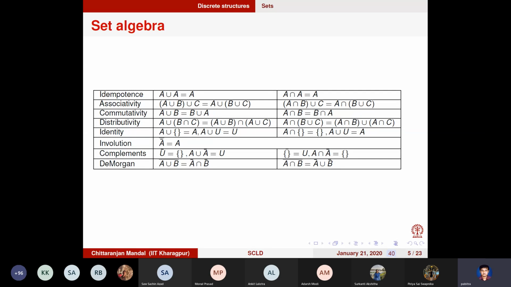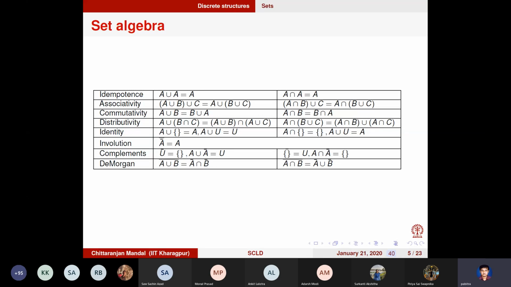Then you have an identity. That means if you take the union of A with the null set, you get A. If you take the union of A with the universal set, you get the universal set. Similarly, if you take the intersection of A with the null set, you get the null set. And the intersection of A with the universal set, you get back A.